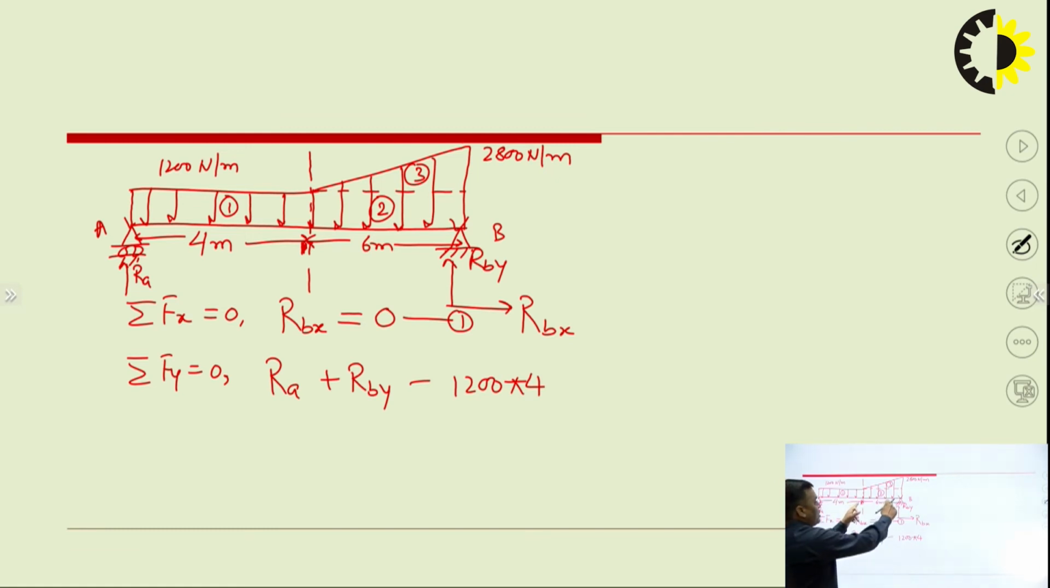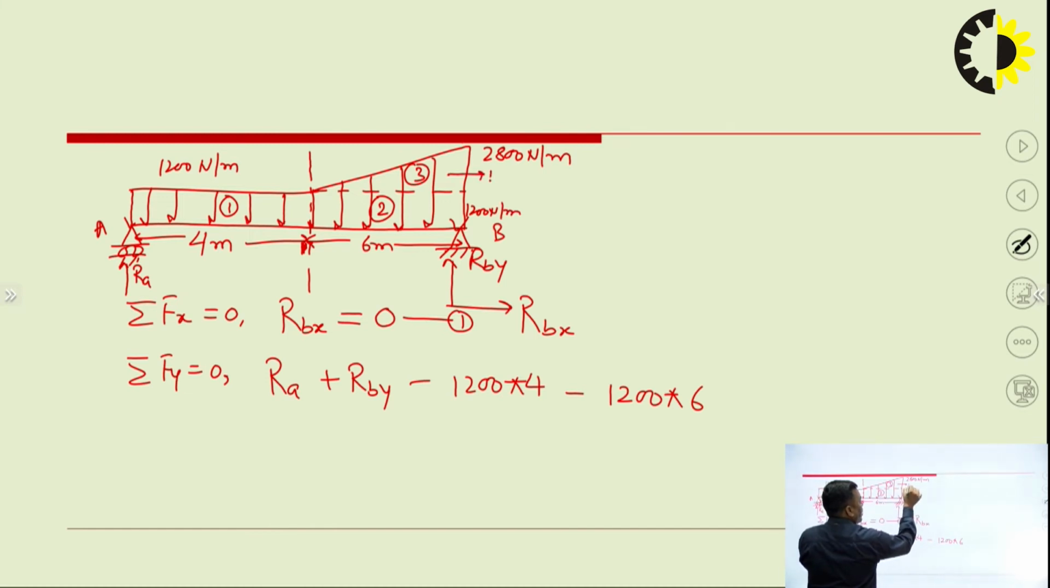Now I am coming to the second. Okay? Same, so 1200 will remain. Yes. We have just extended this line further. So this is 1200 up to this point. How much is left above this? 1600 Newton per meter because the total is 2800. Okay. So 1200 into 6.